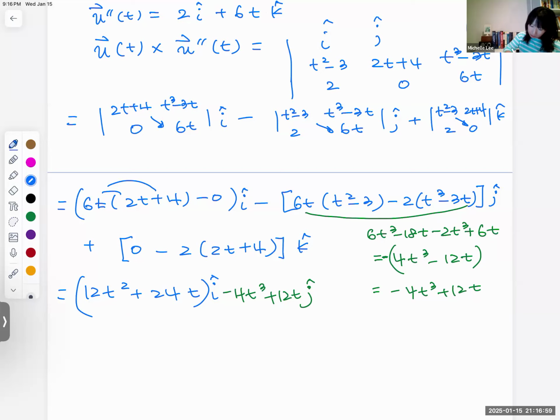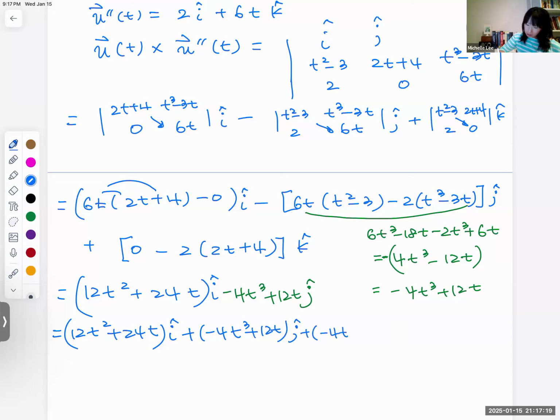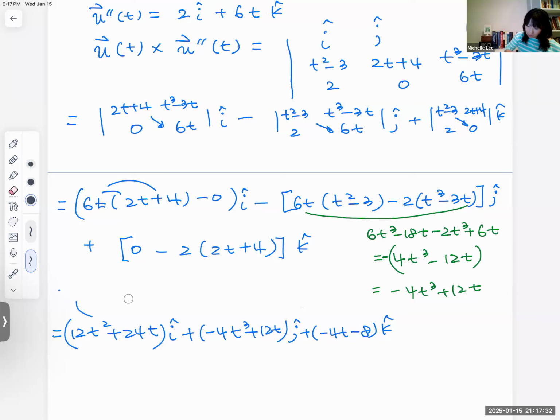Let me write down nicely here. 12t to the second power, 24t, i, minus 4t to the third plus 12t, j, and plus negative 4t minus 8k. Okay, that's it, right?